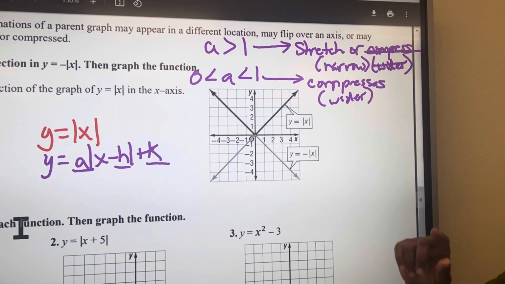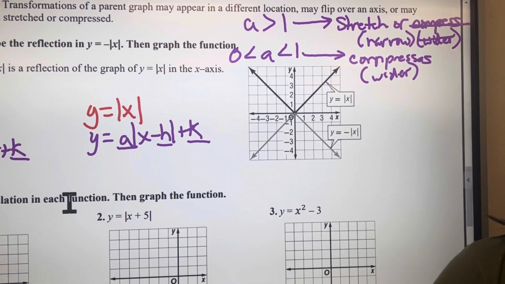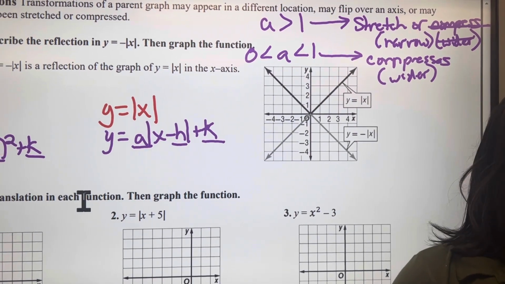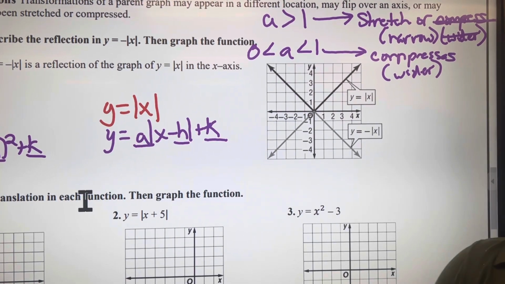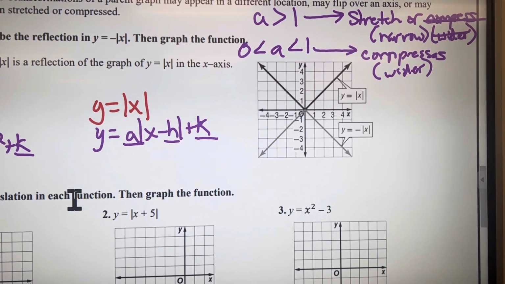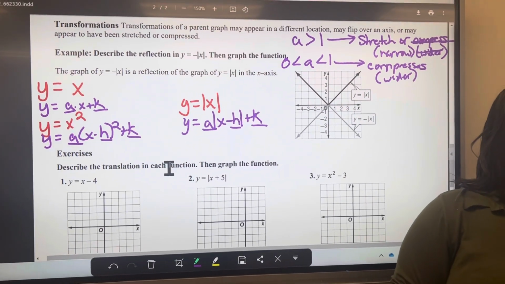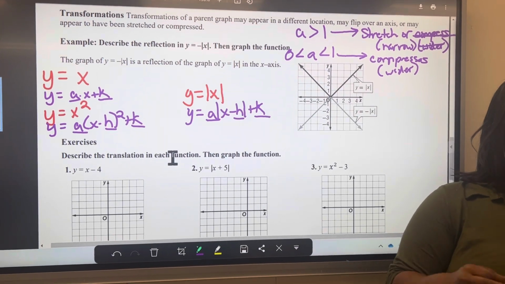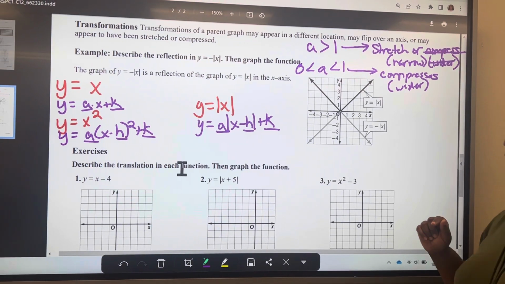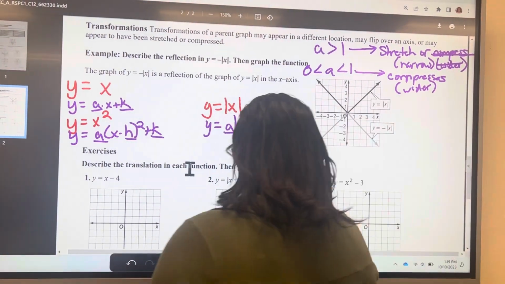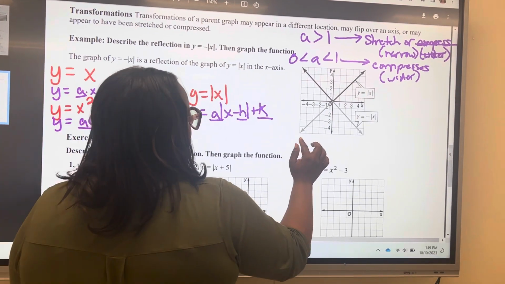All right. Now, what types of numbers are less than 1 but greater than 0? Decimals, fractions, those types of numbers are less than 1, but they're also bigger than 0. So it's going to be a decimal or a fraction. Those are the numbers that are going to compress. So that's what happens when our a value is being multiplied. I'm emphasizing that it's multiplied out in front of the function. Now let's go look at h. So our h values. I'm going to switch colors on here. I'm going to go to red. So let's look at our h value.